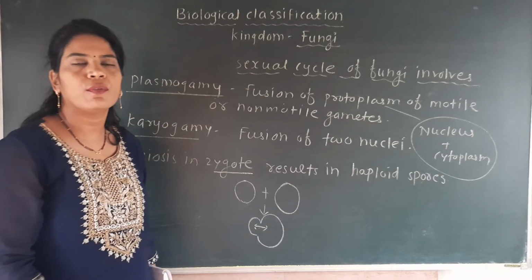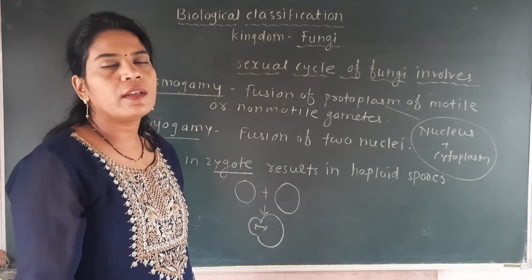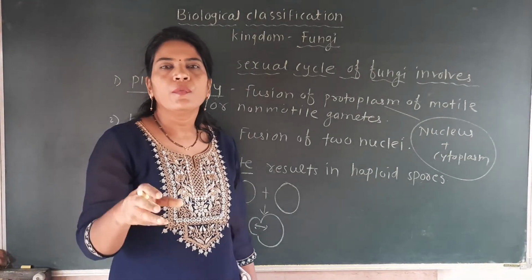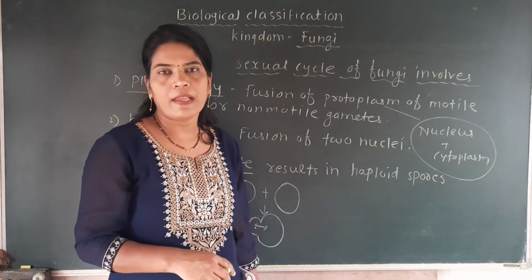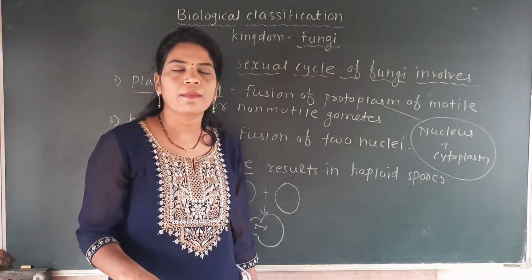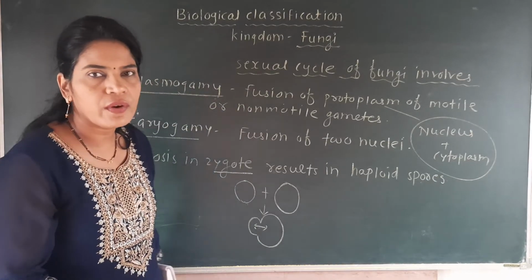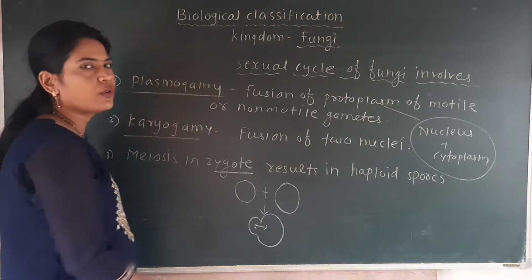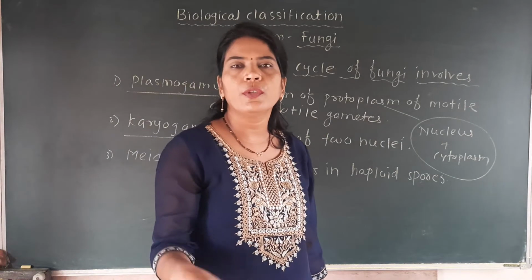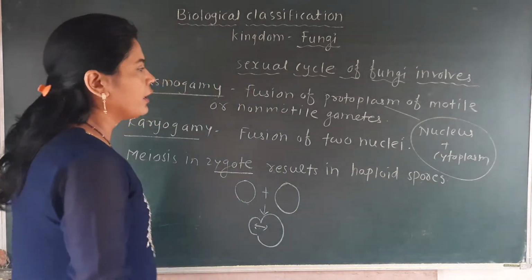So if the protoplasm of these two gametes gets fused, then that process is called plasmogamy. During sexual reproduction there will be fusion of the protoplasm between two gametes, whether they are motile or non-motile. It is the first event. There will first be fusion of the protoplasm of the two gametes involved in that reproduction.